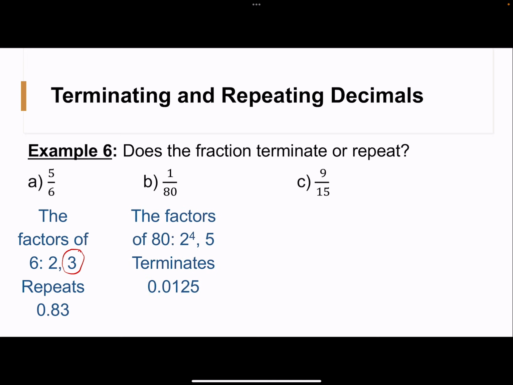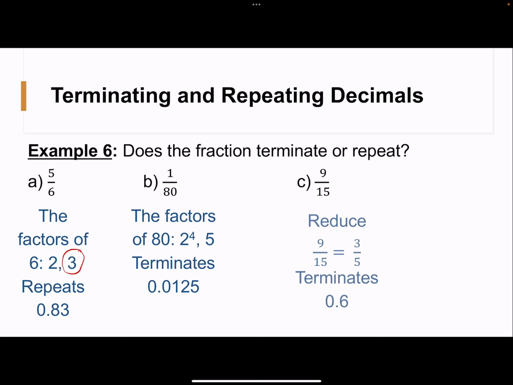In part B, 1/80, if you look at the prime factorization of 80, that's 2 to the 4th times 5. I only have factors of 2 and 5. Because of that, I know that 1/80 would convert to a decimal that terminates, and if you divide that out, you get 0.0125. Put it in your calculator and try it.